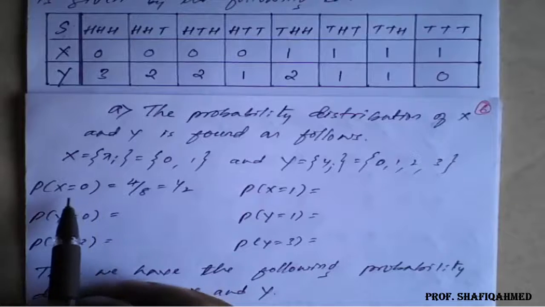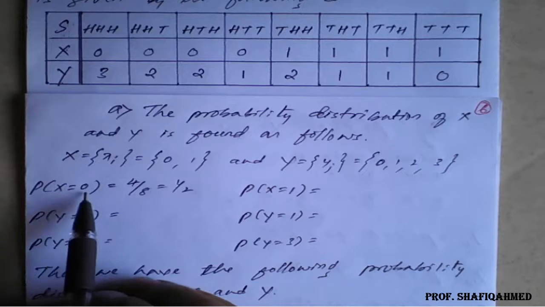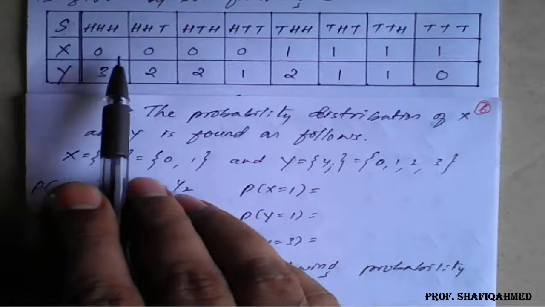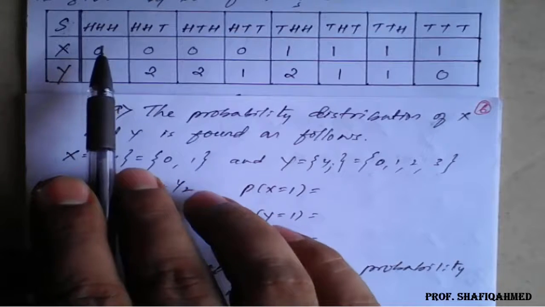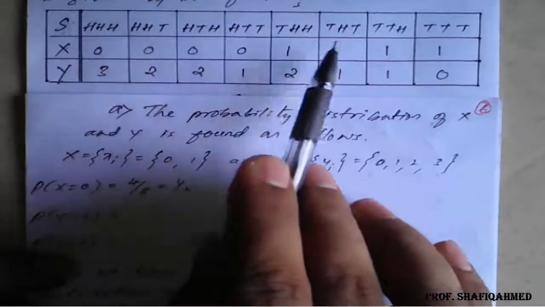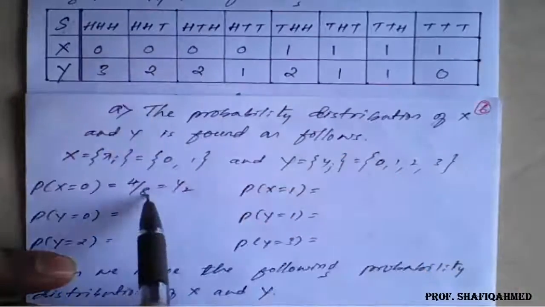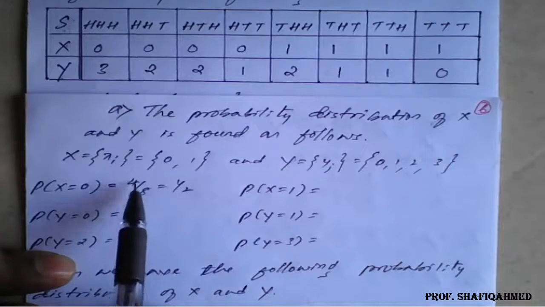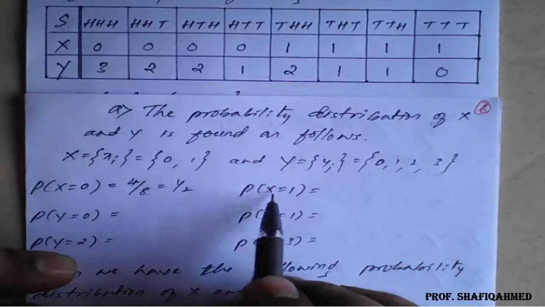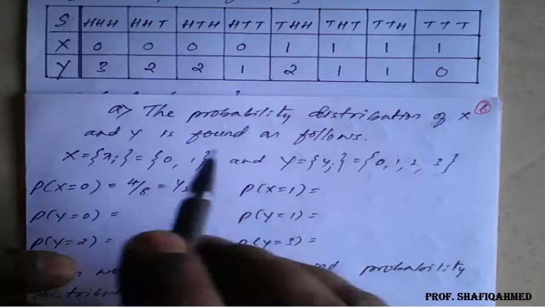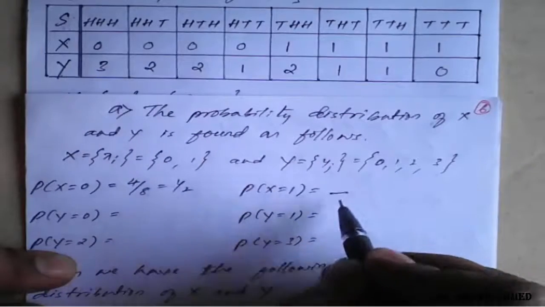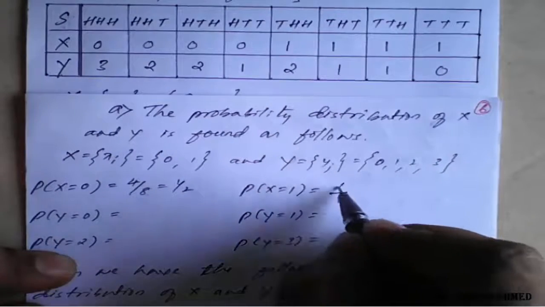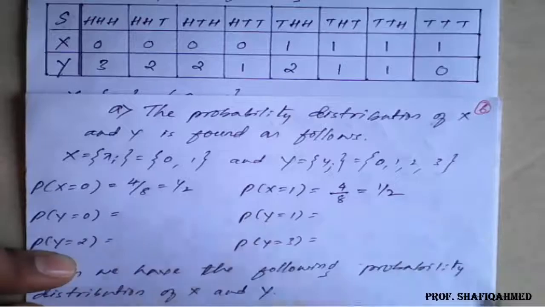Now just see, we need to check the probability of capital X equal to 0. For capital X equal to 0, you go to the X column. How many zeros are there? We have a total of 8 outcomes, 1, 2, 3, 4, 5, 6, 7, 8. Out of 8, 4 are 0, so 4 upon 8 is 1 by 2. So P of X equal to 1: how many ones are there out of 8? 1, 2, 3, 4. So this is also 4, and I can say that this is also 1 by 2.